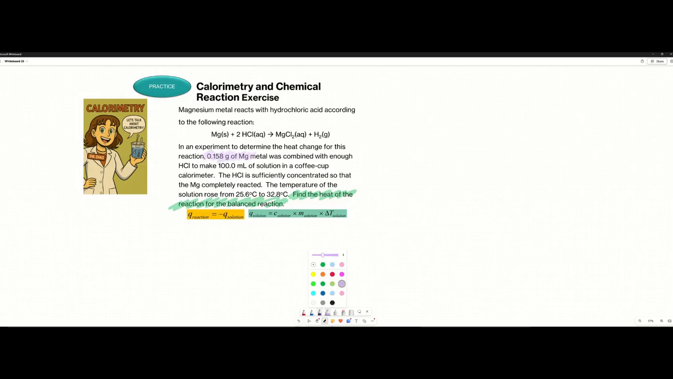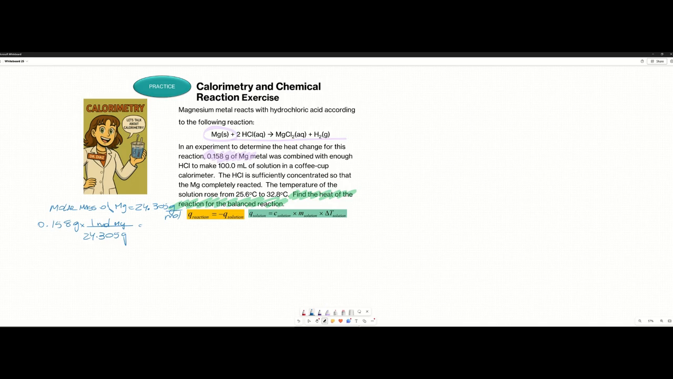And I know that this is not 1 mole like here in the balanced reaction. Do you know why? Because the molar mass of magnesium is 24.305 grams per mole. So that means 0.158 grams is not the 24.305 grams, which is 1 mole of magnesium.